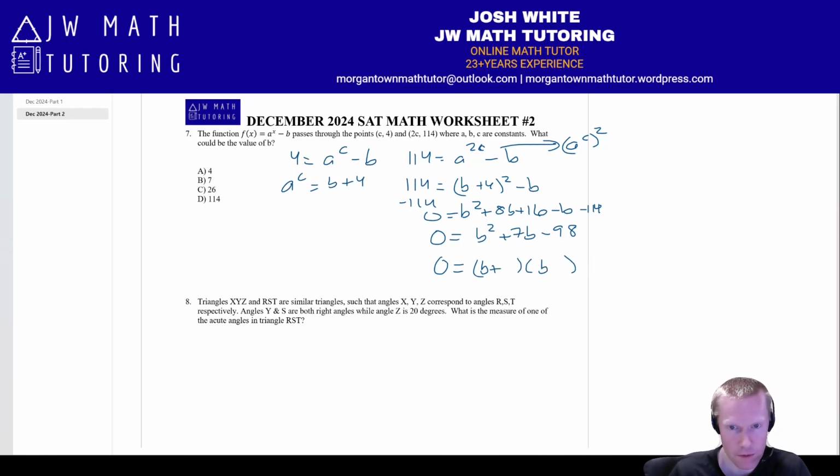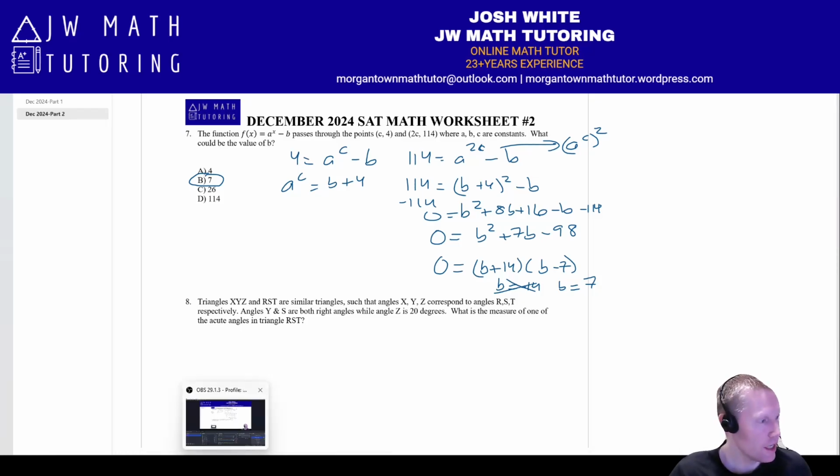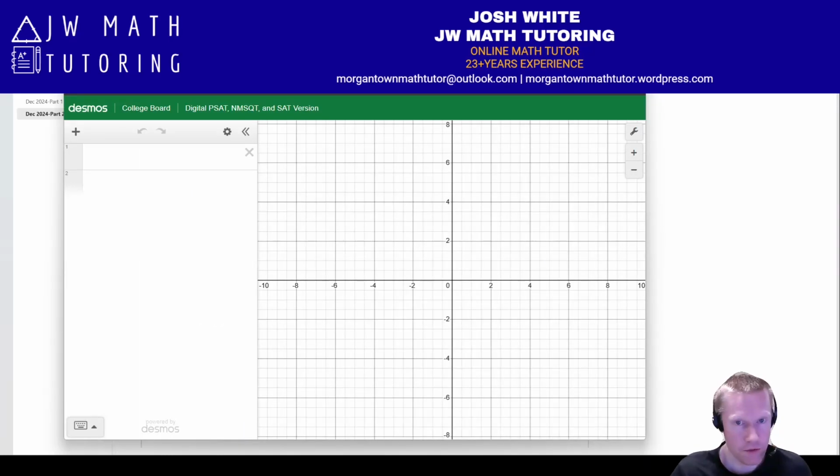If we factor it, we know it's going to be plus and minus for the two factors of 98, and they're going to turn out to be positive 14 and negative 7. So now when we set each of these factors equal to 0, we're going to get b equals negative 14 or b equals positive 7. So b equals negative 14, not listed there. B equals positive 7, yes, is listed there. So that's the correct answer. It is letter B. Now, here's how you could solve the entire problem in Desmos.